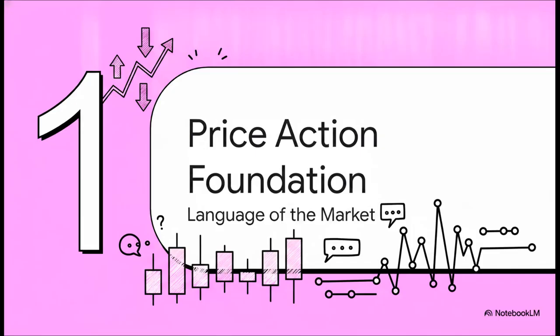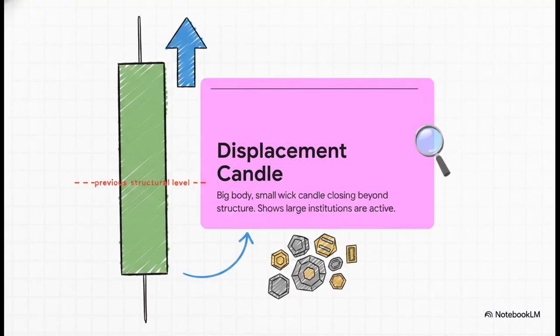Part 1. Foundations of price action, the language of the market. Look, before you can predict the market, you really have to understand its language. The source emphasizes finding the smart money by looking for what's called a displacement candle. Now, this isn't just your run-of-the-mill market fluctuation. It is a candlestick with a massive body, very small wicks, and crucially, it closes way beyond previous structural levels. When you spot a displacement candle, you are essentially looking at the unmistakable footprints of large institutions entering the market. These are fast, aggressive moves that tell you exactly where the big money is positioning itself.